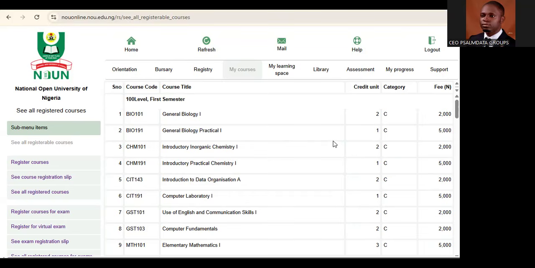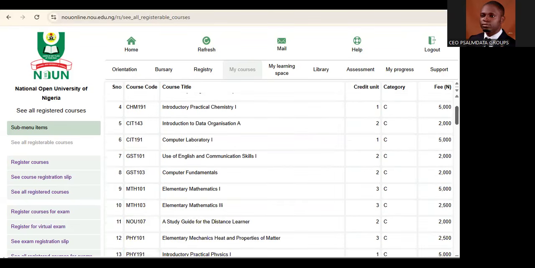Now, the credit unit is the worth of each course that you register in every semester. For this Bio 101 for an information technology student, it carries 2 credit units. So if I register this course alone and I pass it, out of the 120 units I'm looking forward to, I have gotten 2. So I have 118 to pursue. That's number 1.